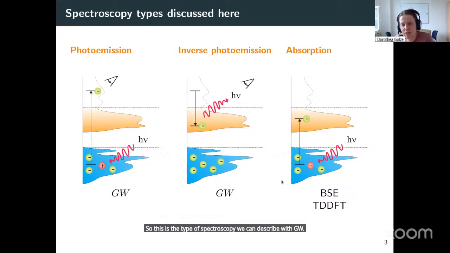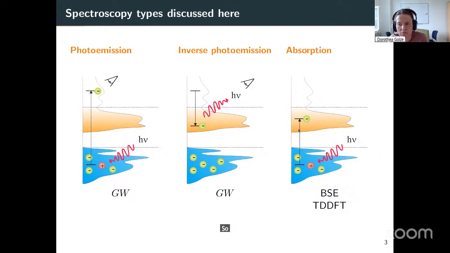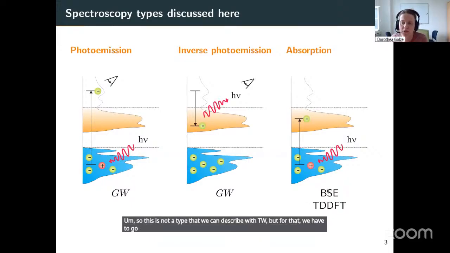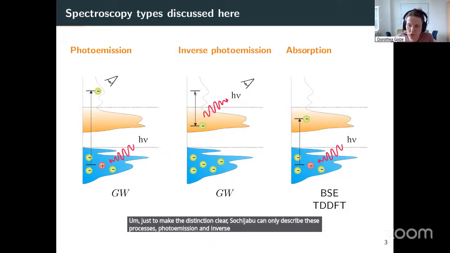The other case is the absorption process, when an electron is promoted from an occupied state to an unoccupied one, so we form an exciton, a bound electron-hole pair. This is not the type that we can describe with GW. For that we have to go beyond GW and solve the Bethe-Salpeter equation, BSE, on top, or as an alternative approach, use time-dependent DFT. Just to make the distinction clear, GW can only describe these processes, photoemission and inverse photoemission, so charged excitations.